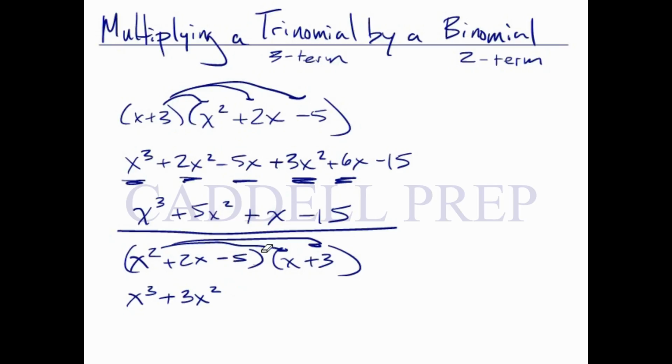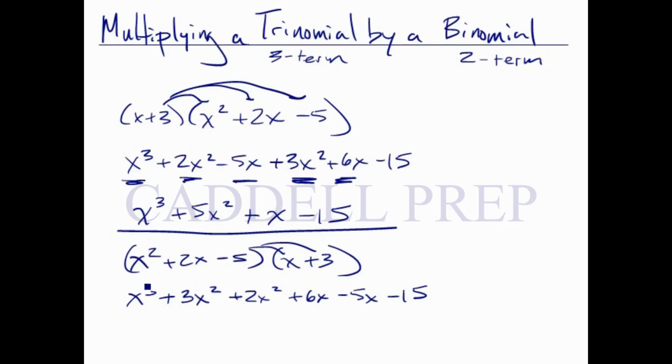Alright, let me just erase these lines now. Now let's distribute the 2x in, so 2x times x, 2x times 3. So 2x times x is 2x squared. 2x times 3 is 6x. Now let's distribute the negative 5. So negative 5 times x, negative 5x. Negative 5 times 3, negative 15.